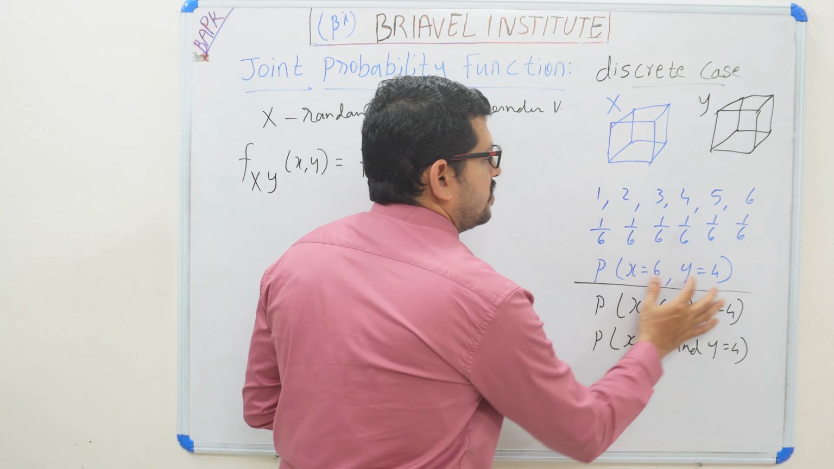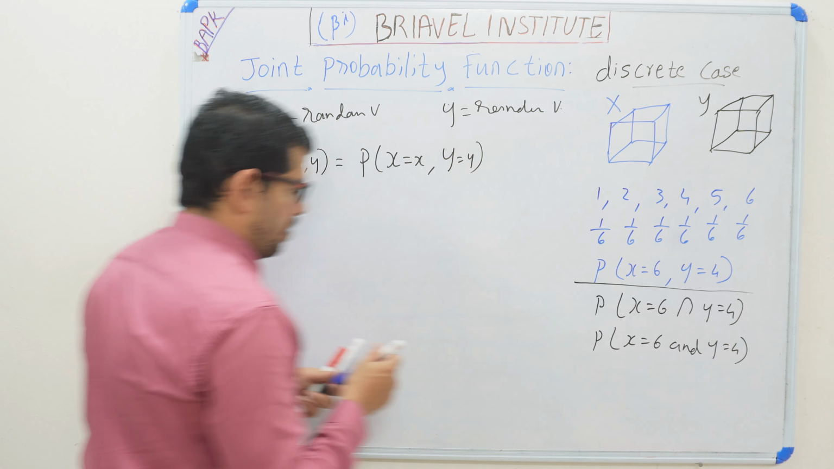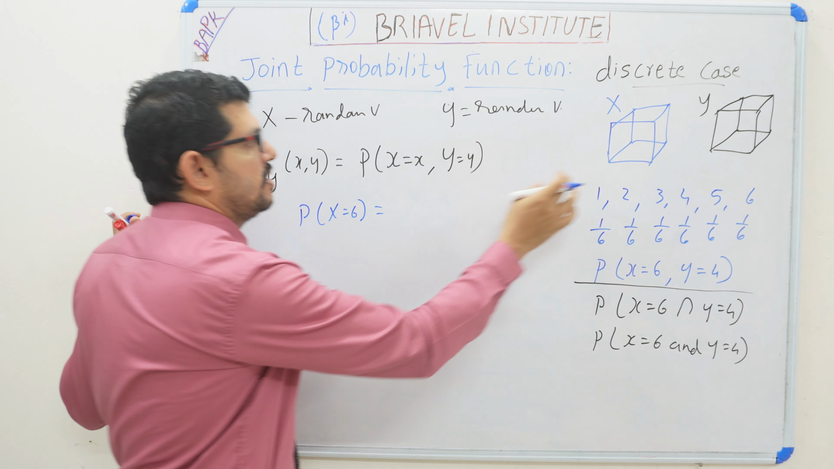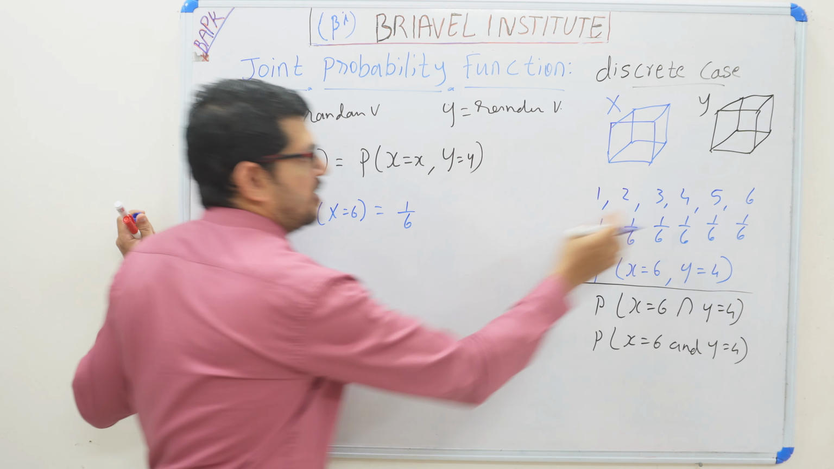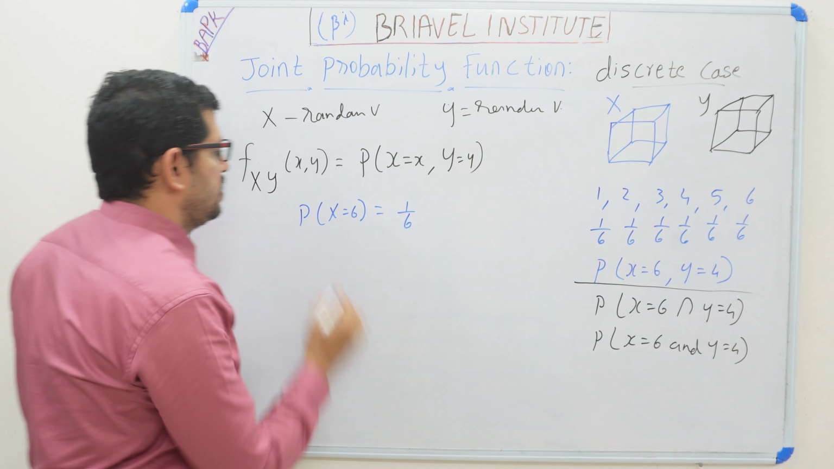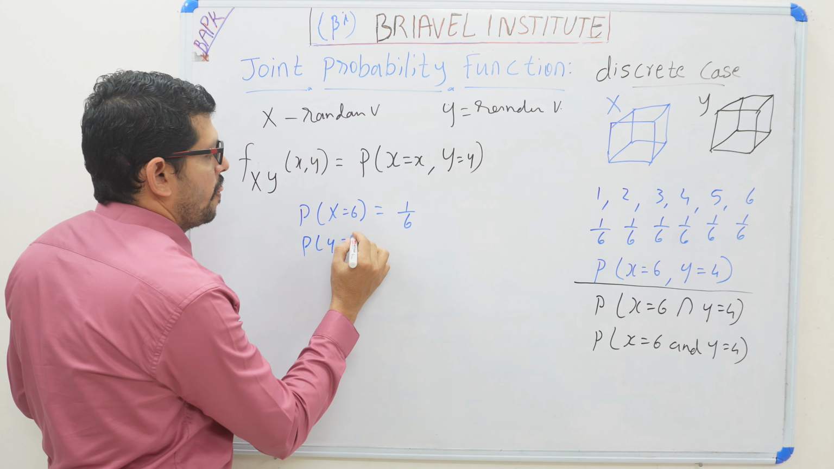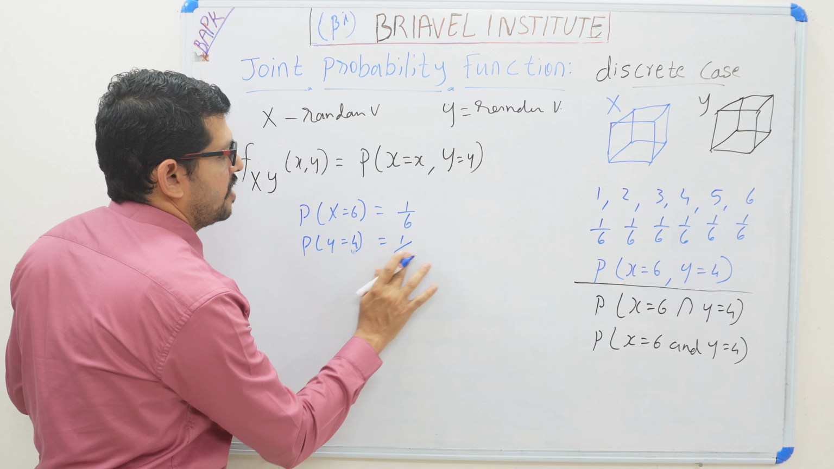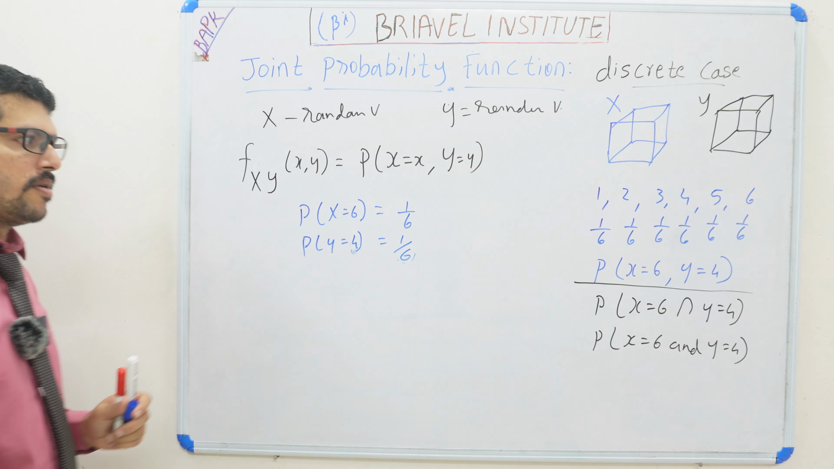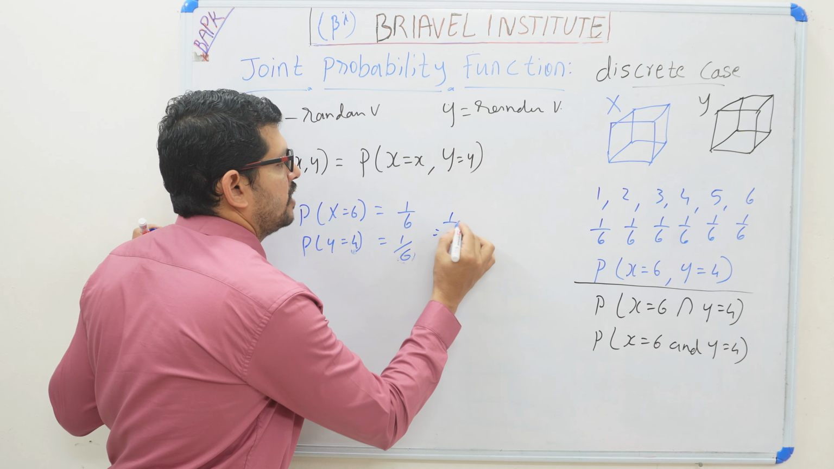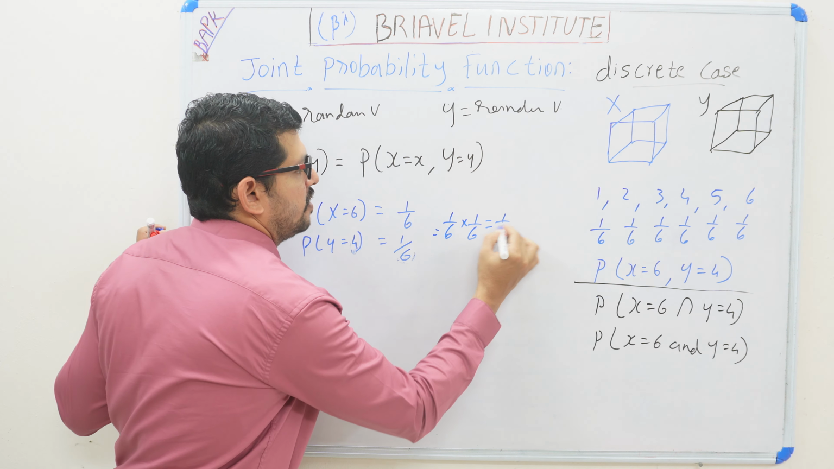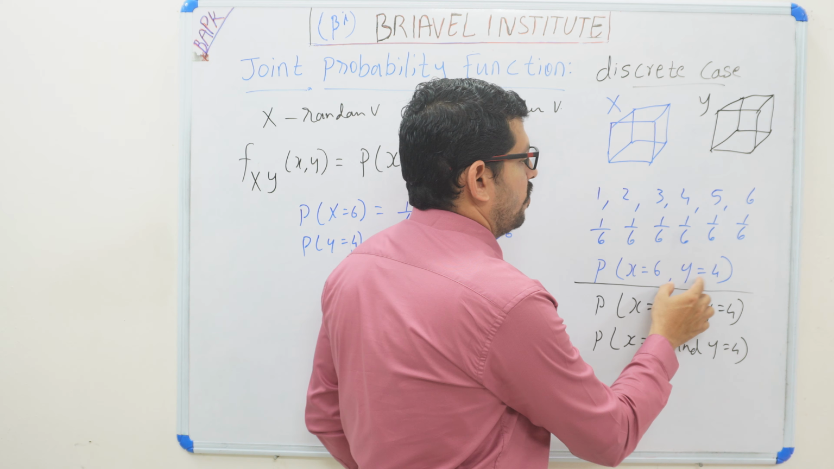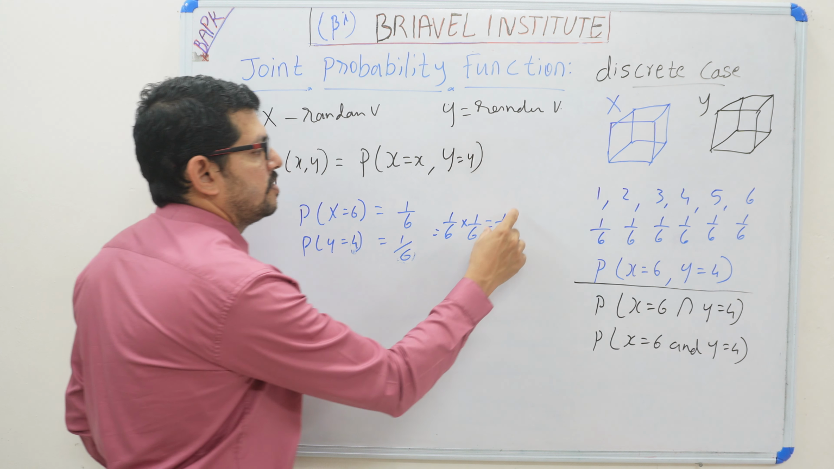So what will be the probability of x equal to 6, y equal to 4? What is the probability of getting x equal to 6 on a die? This is 1 by 6. There is a chance of 1 by 6. What is the probability of getting y equal to 4? This is also 1 by 6, the same probability. So the total probability will be 1 by 6 into 1 by 6, which is 1 by 36. That is the chance of x equal to 6 and y equal to 4.